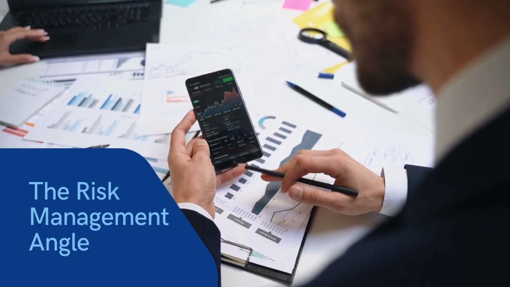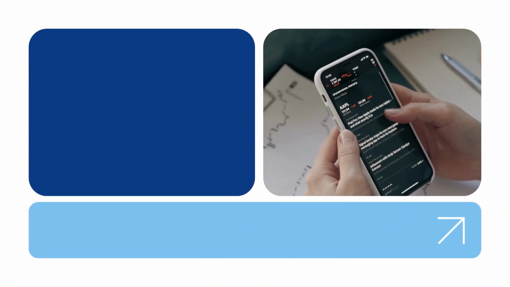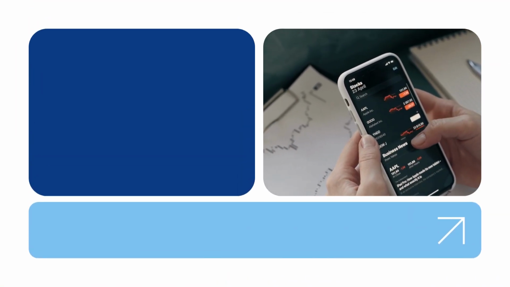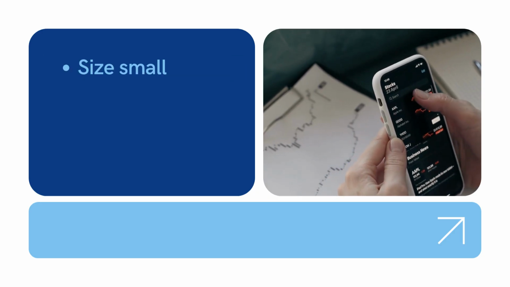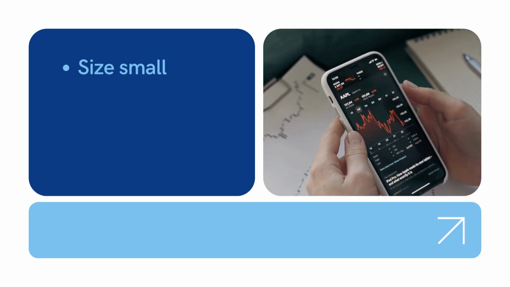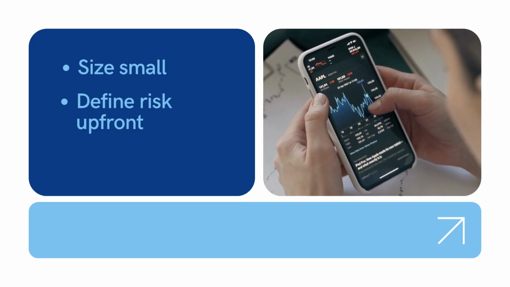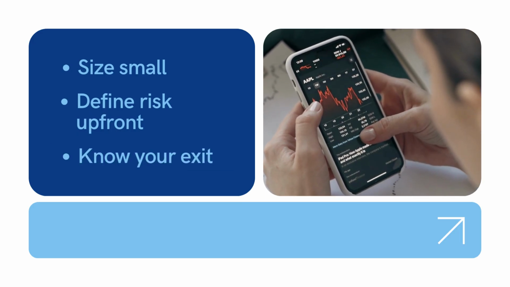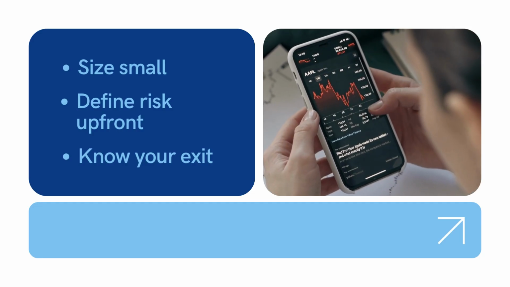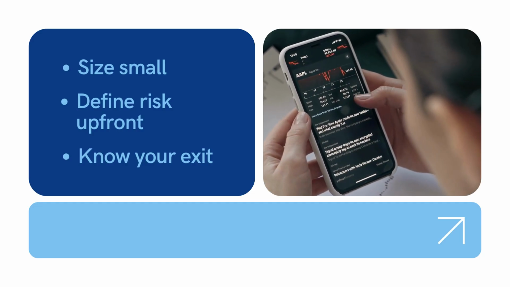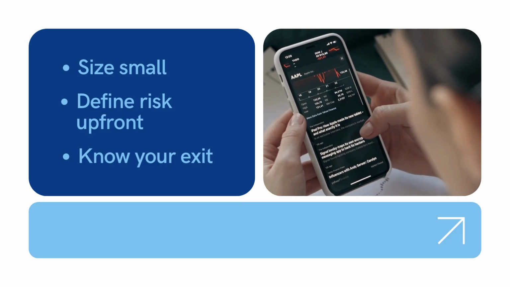The risk management angle. Earnings are unpredictable, so risk management is everything. Size small. Treat these as speculative plays, not core positions. Define risk upfront with spreads instead of naked options. Know your exit. Sometimes the best trade is to close right before earnings, capturing inflated IV without the event risk.